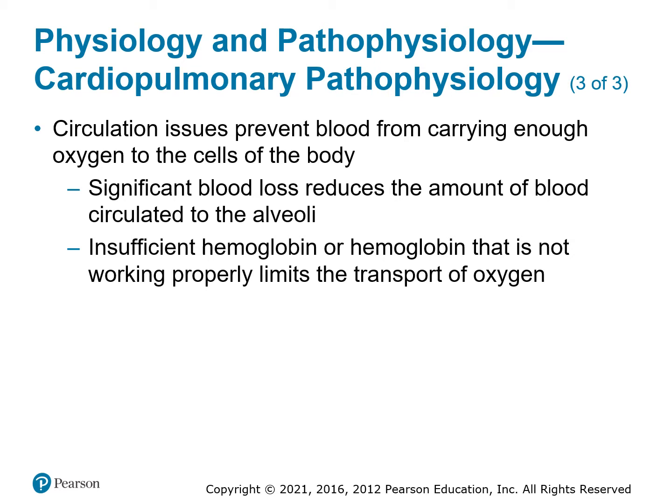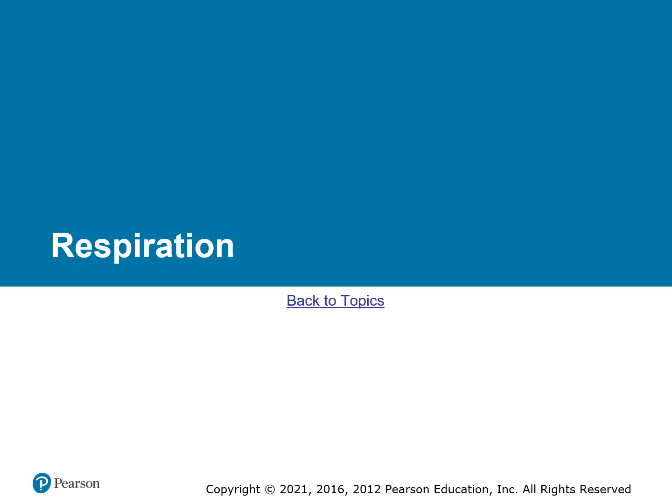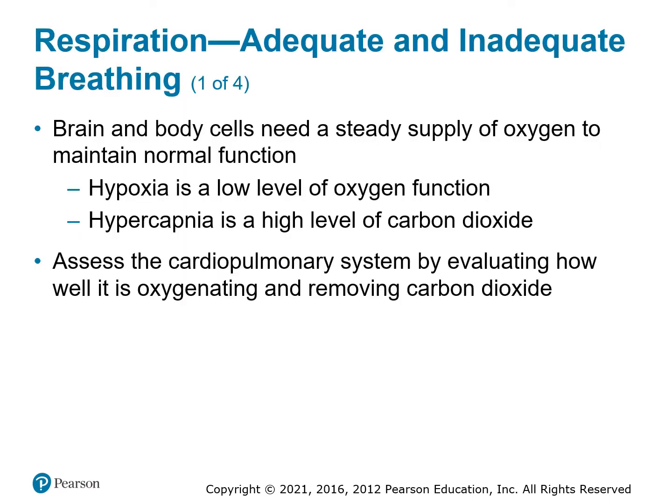So insufficient hemoglobin also can be caused by conditions like anemia. And if we don't have enough hemoglobin, or if there's a problem with that hemoglobin and it does not work properly, again, we cannot get the oxygen out to the cells of the body. So we know the brain and all the cells of the body really need this supply of oxygen in order to continue to function. And hypoxia is that term that we use when we say low level of oxygen.